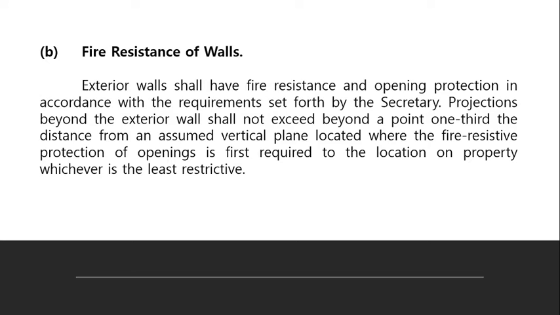When openings in exterior walls are required to be protected due to distance from property line, the sum of the areas of such openings in any story shall not exceed 50% of the total area of the wall in that story. So that's how fire resistance of walls works.